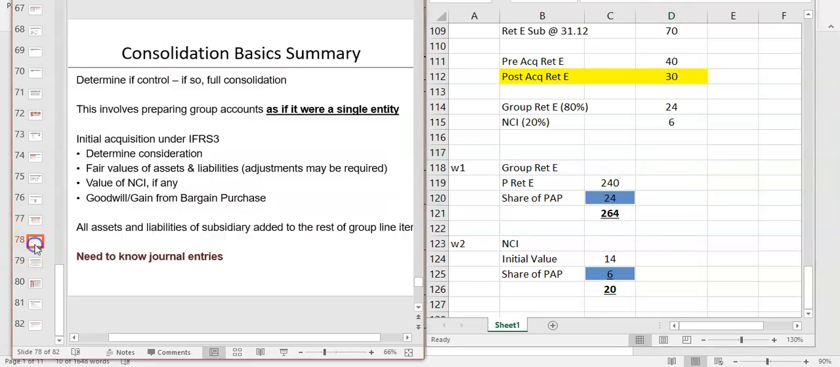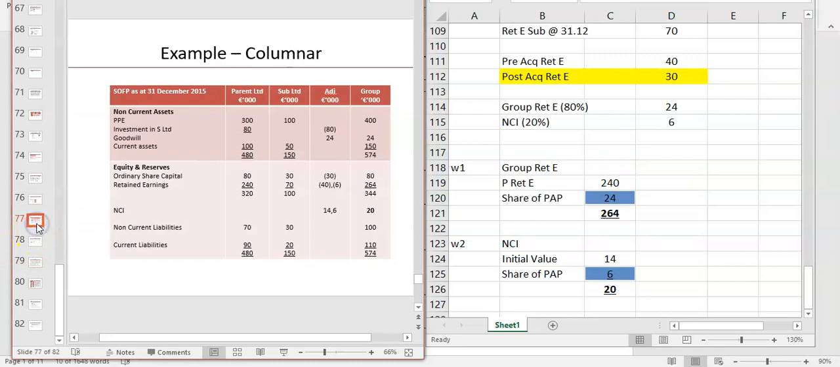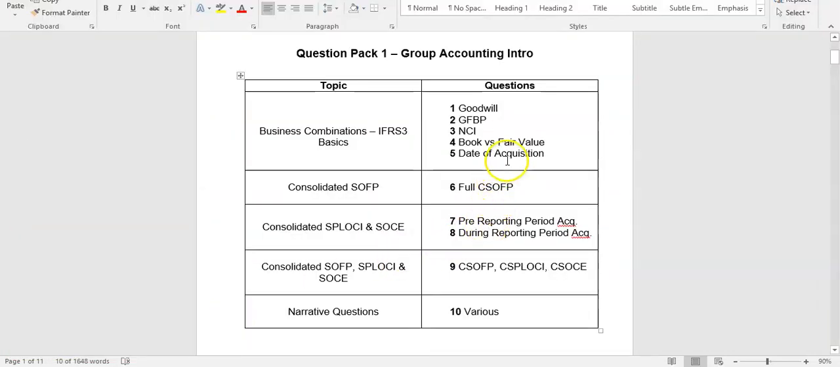I have another question, and there should be a question there in the question pack on date of acquisition. So go back and look at question 5. What you'll have done when you finish that is you'll have a question on each of the individual aspects done, and you'll have good practice of the key basics of how to prepare a consolidated statement of financial position. Right? And what I want you to do at the very end is bring it all together. I want you to do question 6. So try and have that done by the next day.